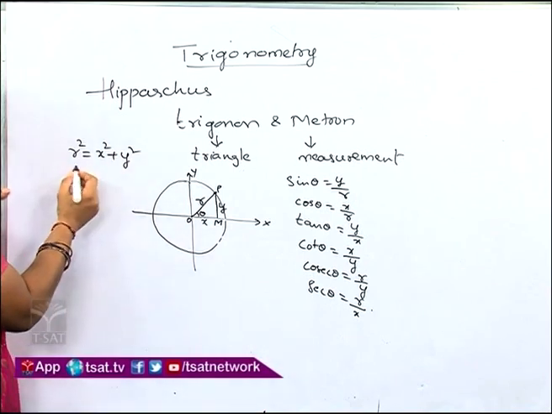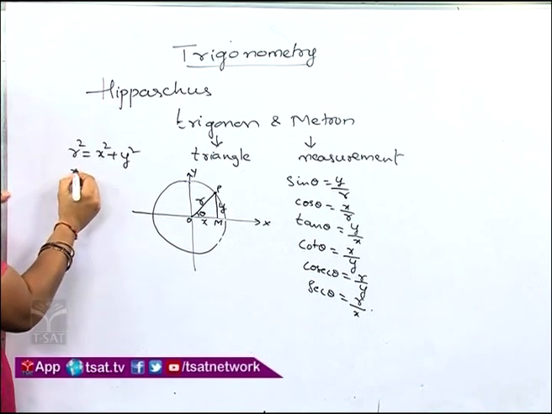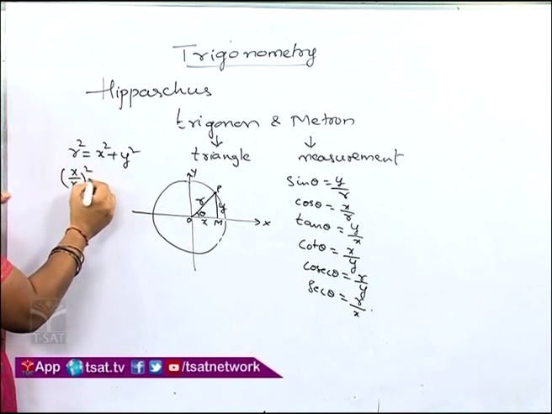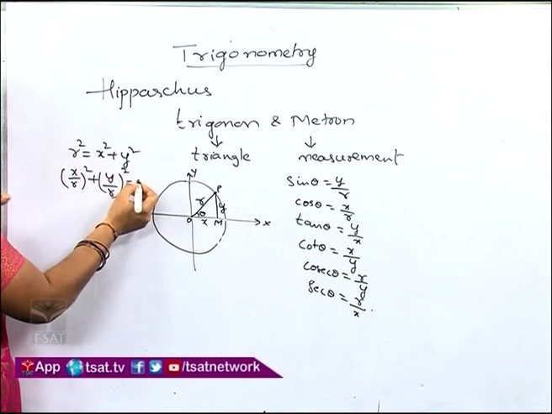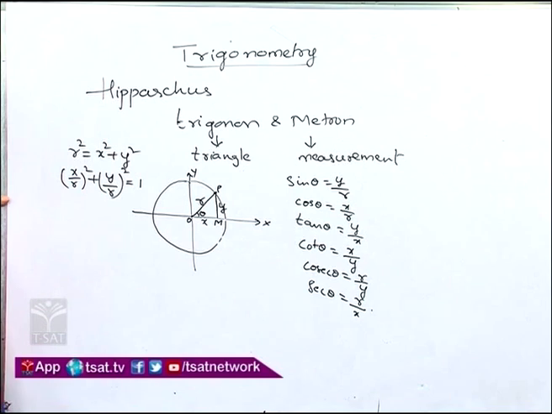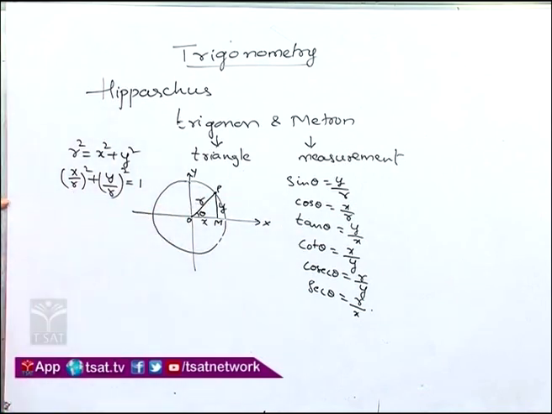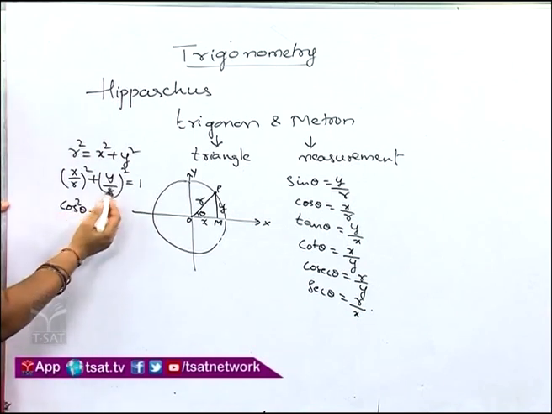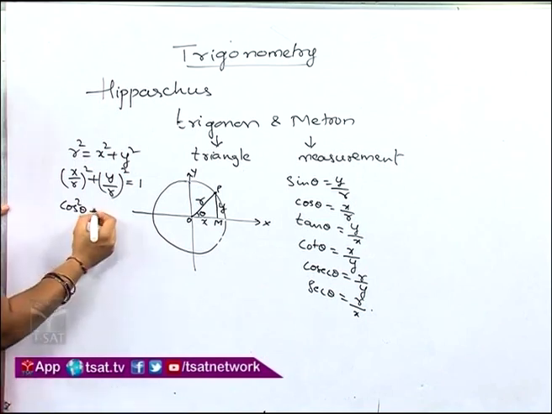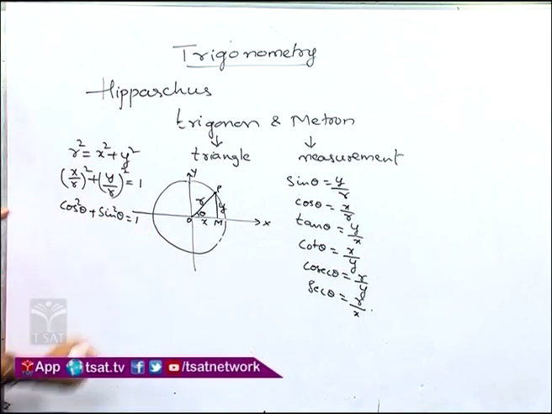Now if I divide this equation by r square on both sides, we are going to get (x by r) whole square plus (y by r) whole square equal to r square by r square, which is 1. Now if you observe from the figure, what is x by r, children? Cos theta. That is cos square theta plus y by r, which is sin theta, so sin square theta equal to 1. So this is the first identity of trigonometry, children.